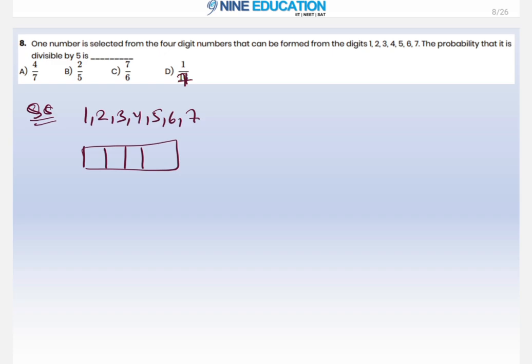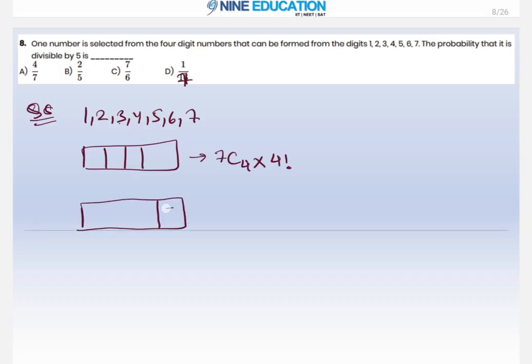So total numbers which can be formed will be equal to 1, 2, 3, 4, 5, 6, 7. So you have 7 numbers, right? From 7 you have to select how many? You have to select 4 numbers, and then they can arrange themselves in 4 factorial ways. So that is nothing but the total numbers that can be formed, 7C4 into 4 factorial. Now the numbers which are divisible by 5.